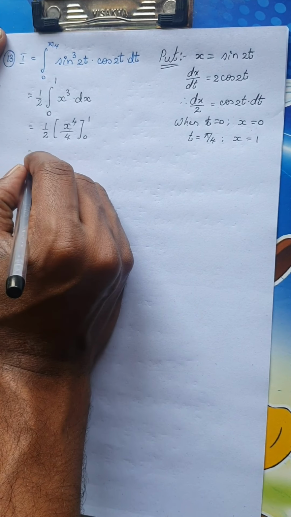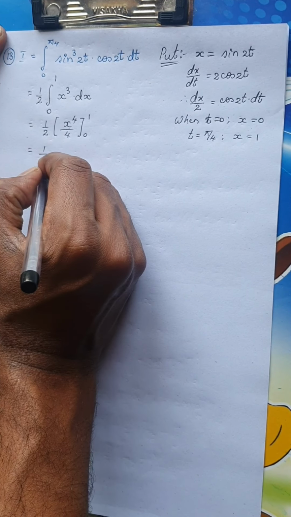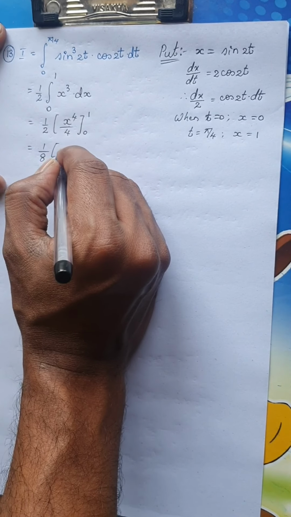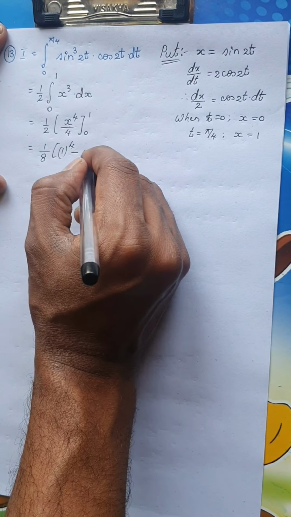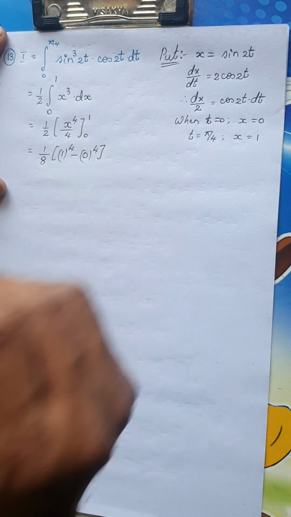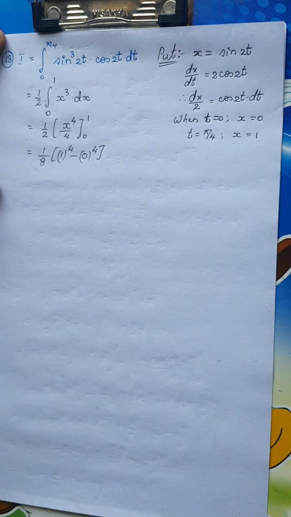Let me keep the 4 outside. So 4 times 2 becomes 8. Now applying the limits, the upper limit is 1, so 1 power 4, minus the lower limit is 0, so it is 0 power 4.